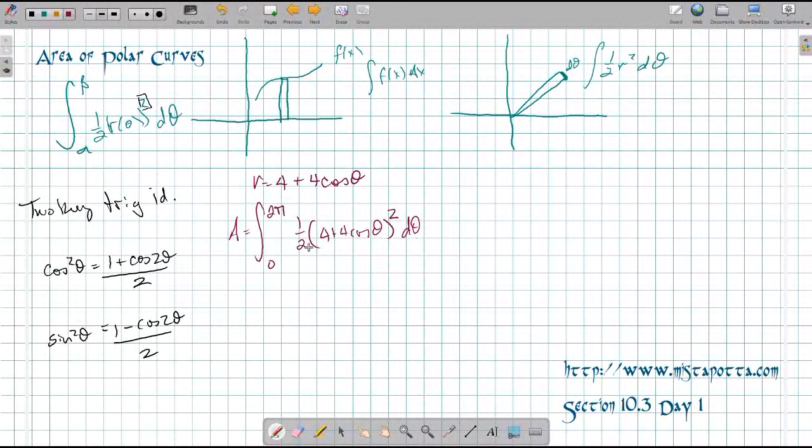And in order to do this integral, I'm going to have to expand this. So I'm going to take the 1/2 out. And expanding this, I end up with 16 plus 32 cosine theta plus 16 cosine squared theta.